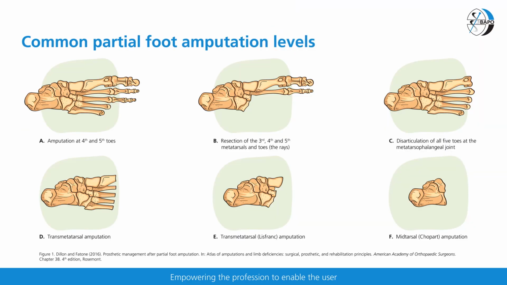Firstly, partial foot amputations. This figure from the Atlas of Amputations and Limb Deficiencies shows the 6 variations of partial foot amputations, ranging from toes and metatarsal amputations through to transmetatarsals and midtarsal amputations. Partial foot amputations are usually a result of diabetes or trauma.